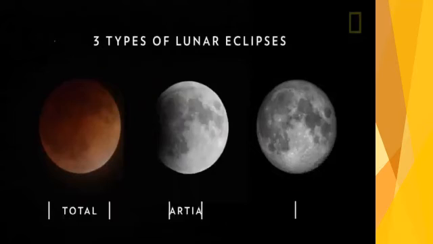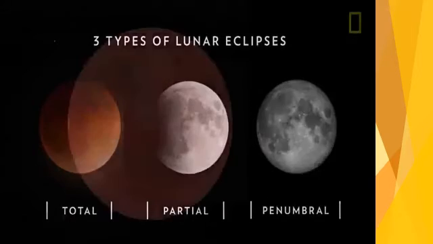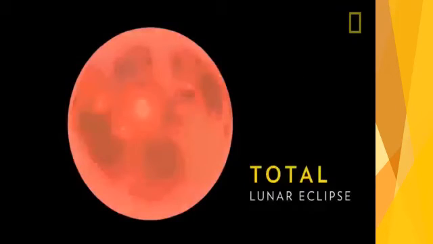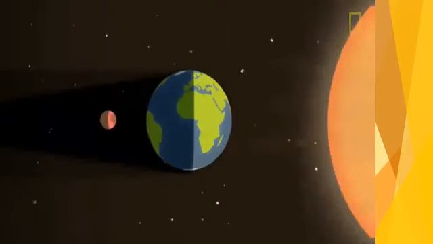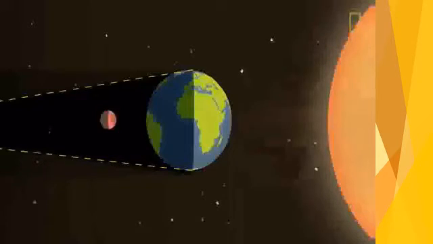There are three types of lunar eclipses. The first is a total lunar eclipse, when the sun, moon, and Earth are in perfect alignment and the moon falls within the Earth's umbral shadow. Total lunar eclipses are the most striking of the three types because they turn the moon a sunset red.